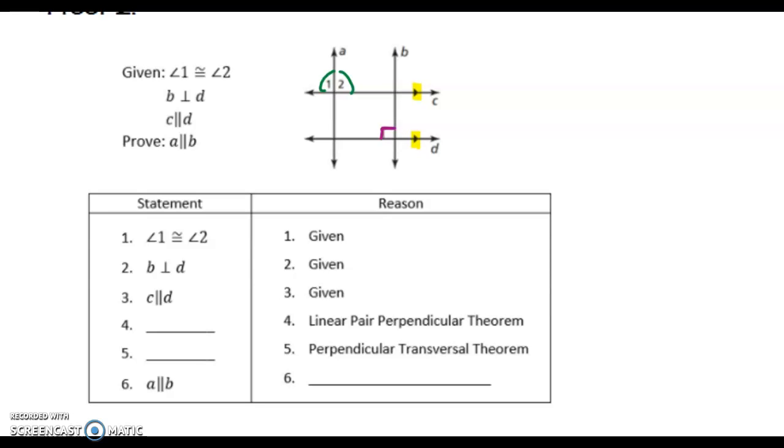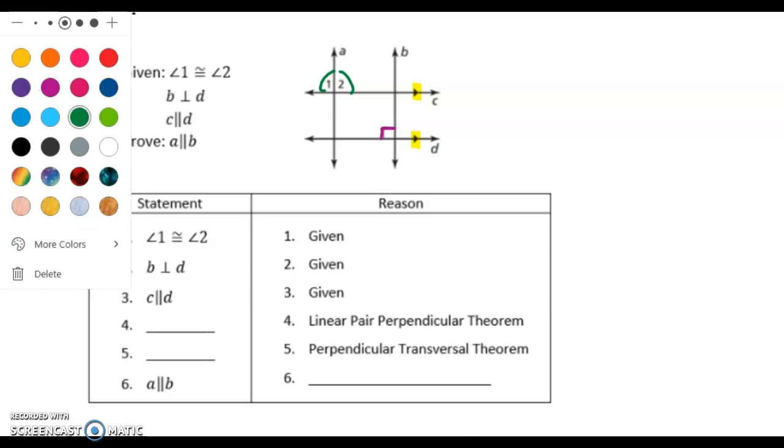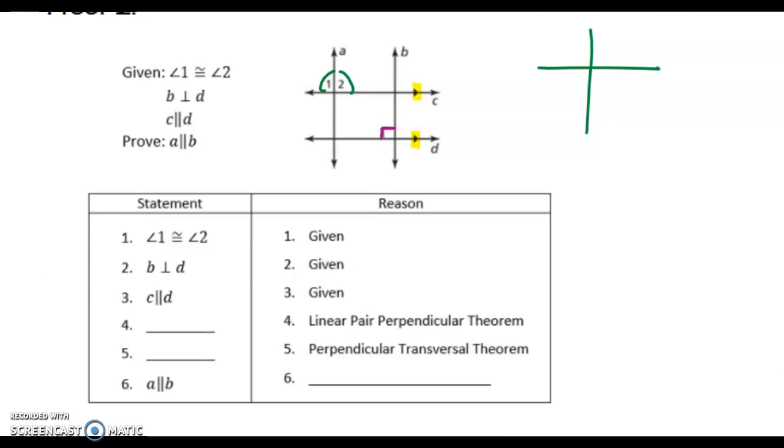Okay, so first of all, when we see that angle 1 is congruent to angle 2, remember that that looks extremely similar to the linear pair perpendicular theorem. And so the linear pair perpendicular theorem is what they wrote on line 4. And what it lets us do is it lets us say if two angles are a linear pair that are congruent, then the lines are perpendicular. So A and C make a right angle right here. So A is perpendicular to C. That's what it lets us say.